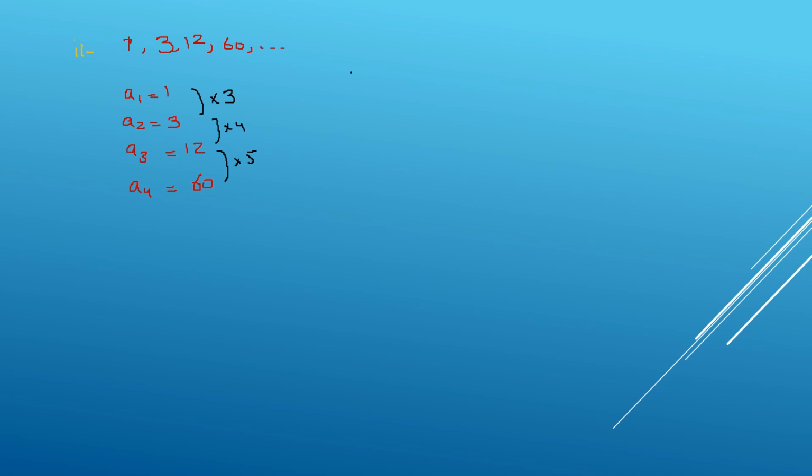So what will a5 be? a5 will be equal to a4 multiplied by 6, so 60 times 6, which is 360. And what about a6? Following the same pattern, a6 is equal to 360 times 7, which makes it 2520.